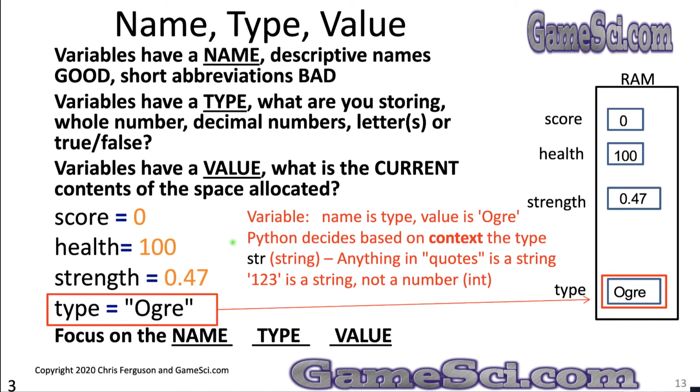There's nothing more important than these quotes. Anything in quotes Python treats as a string. Officially, the data type is str, but everybody calls it a string. Anything in quotes is a string. Even if you put the number 1, 2, 3 in single quotes, it is a string. It is not a number. Anything in double quotes or single quotes, Python treats as a string of characters.